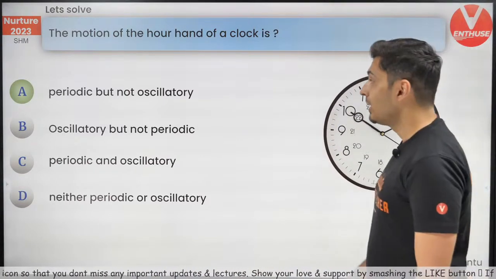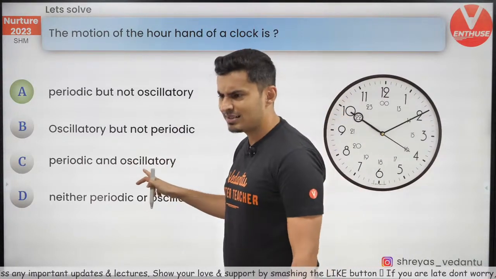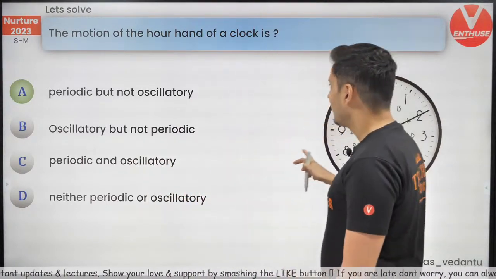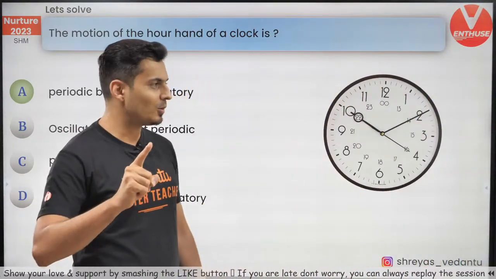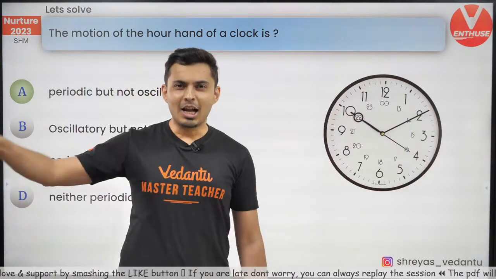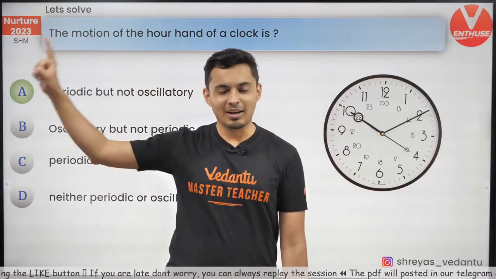Oh, sorry, wrong. Periodic, but not oscillating. I don't know why you said C. It is not oscillating. You guys have some special clocks or what? Where the time goes forward and after 1 hour, again it is going back. Again, the time goes forward 1 hour and again it goes back.